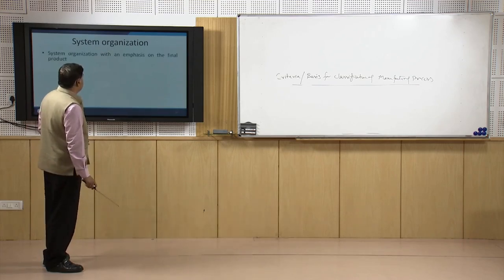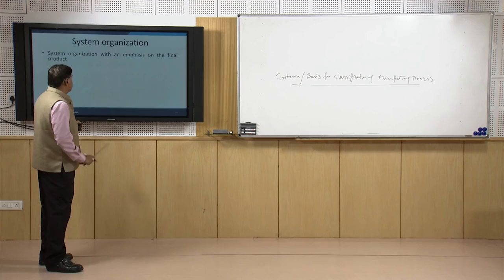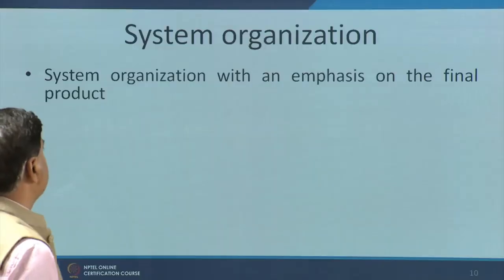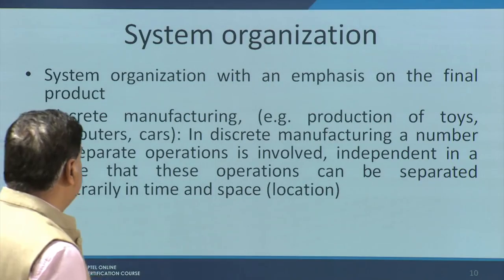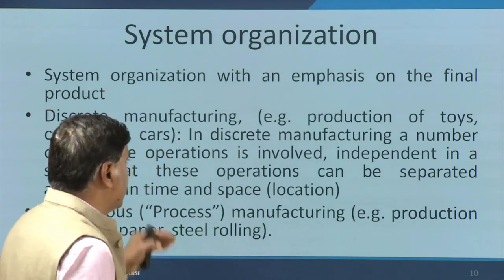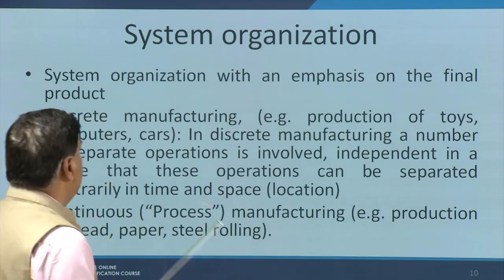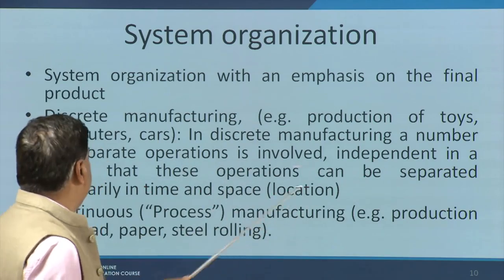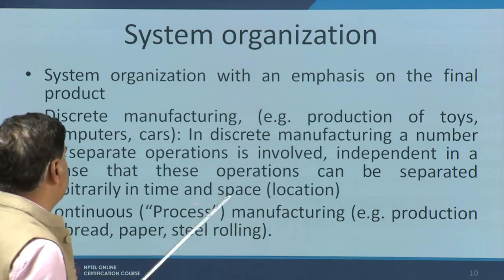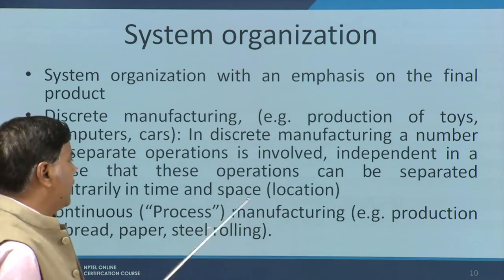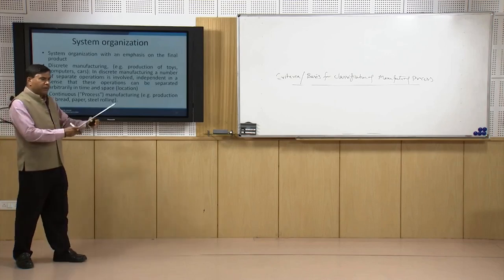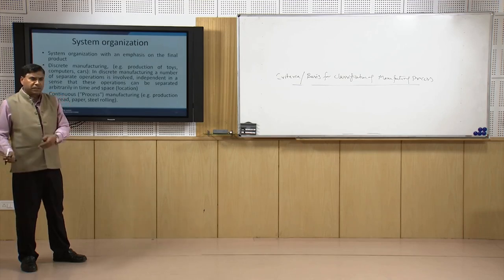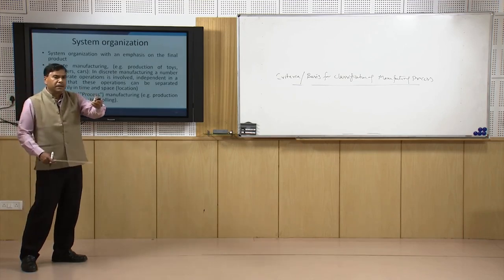Then based on the system organization, this is another classification, with the emphasis on the final product: discrete manufacturing and continuous manufacturing. In case of discrete manufacturing, a number of separate operations are involved and independent, in the sense that these operations can be separated arbitrarily in time and space. One product can be made at one time at one location, then another product can be made at another time at another location, then the two can be brought together to assemble the things.